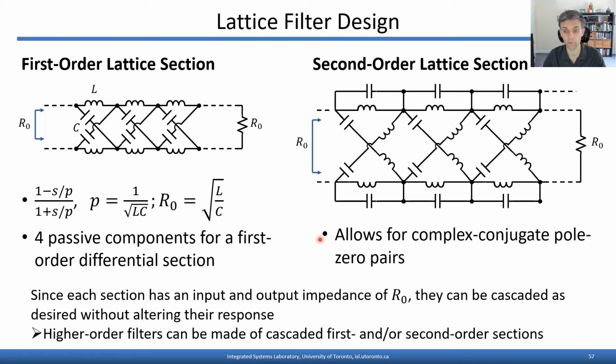But remember, in both cases with appropriately chosen passive component values, the input impedance is simply equal to the impedance looking into the terminating resistor. So we can actually mix and match these stages as we like to realize higher order delay functions without altering their response. So for example, we can get a third order delay response by cascading a first order section and a second order section.